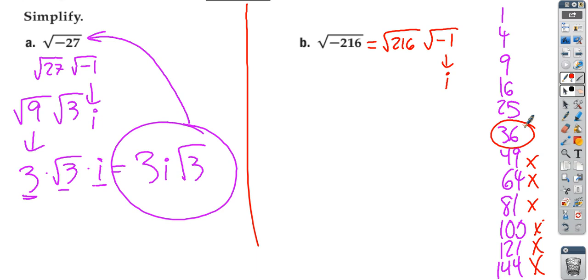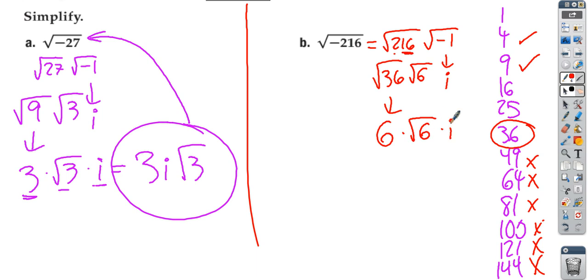Okay, 216, by the way, if you add 2 plus 1 plus 6, you get 9, so that means 9 goes into it. And also, if you look at the last two digits, 4 goes into those, so that means 4 and 9 go into it. Well, 36 happens to be 4 times 9, so 36 goes into it 6 times. Root 216 is root 36 times root 6. Root 36 equals 6. I can't do anything more with the root 6.